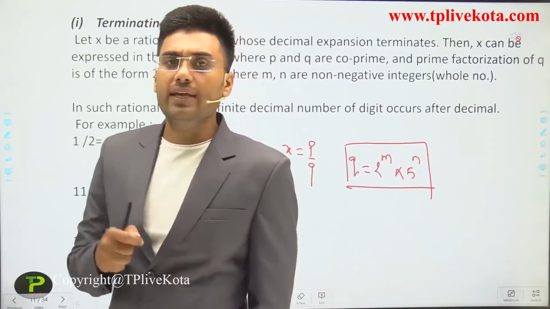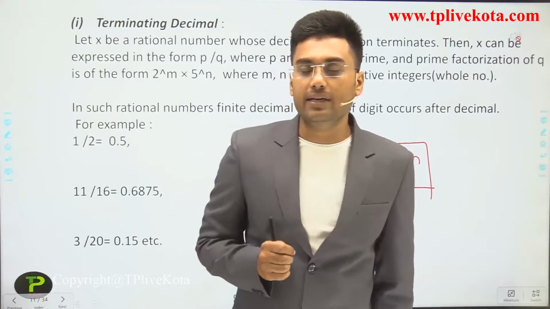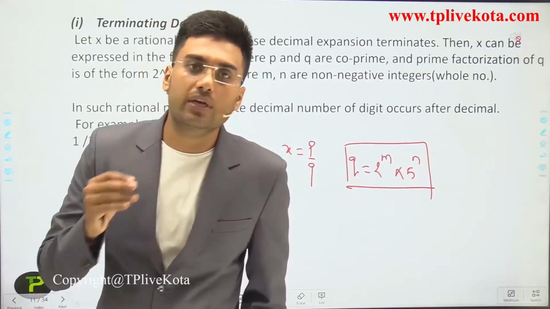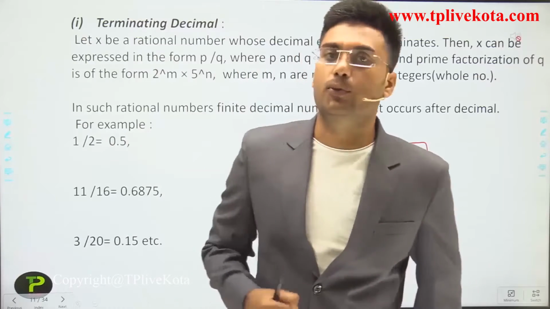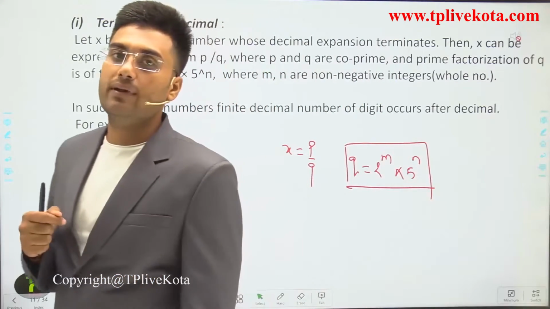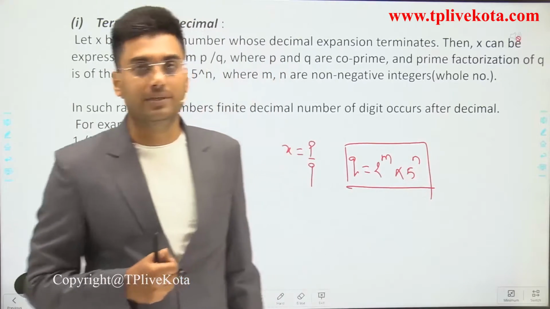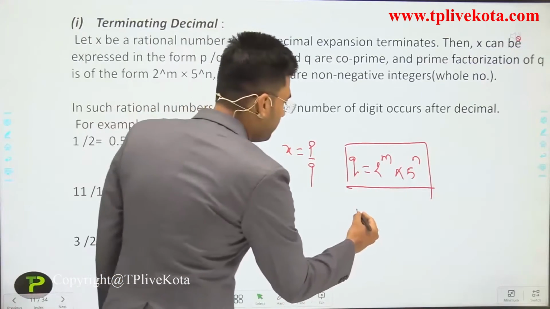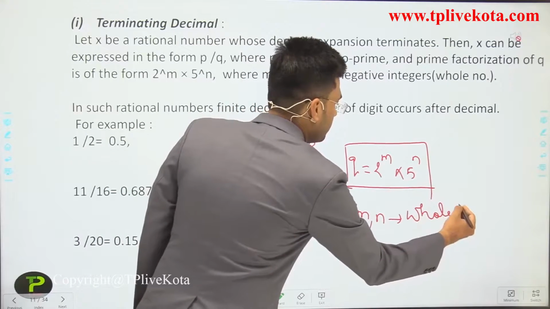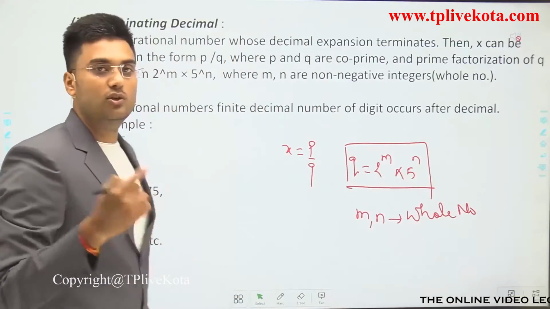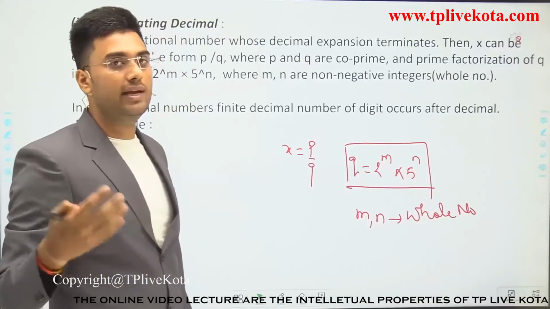So we can check whether a number is a terminating or non-terminating rational number without the long division method, just by checking the prime factorization of the denominator, that is q. It should be in the form of 2 power m multiplied by 5 power n. m and n are whole numbers. Whole numbers means 0, 1, 2, 3, 4, 5 and so on. It can be 0, it can be 1, 2, 3 and so on.